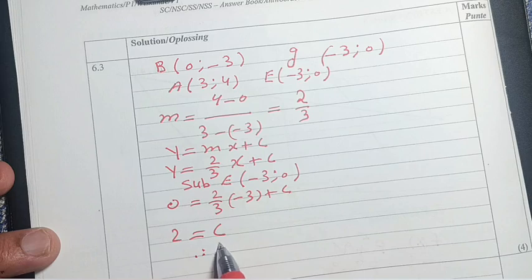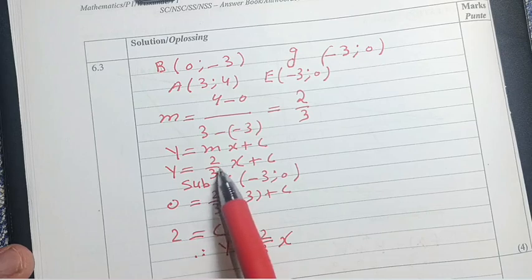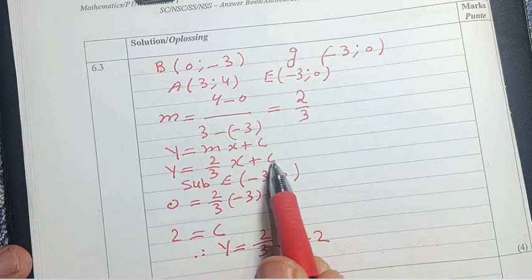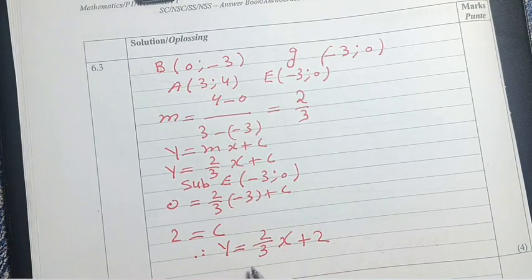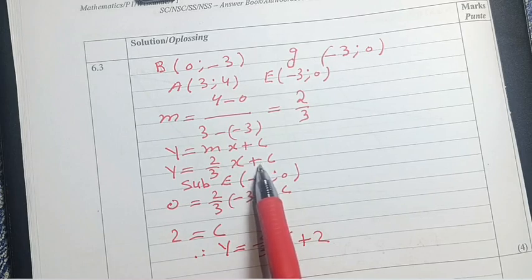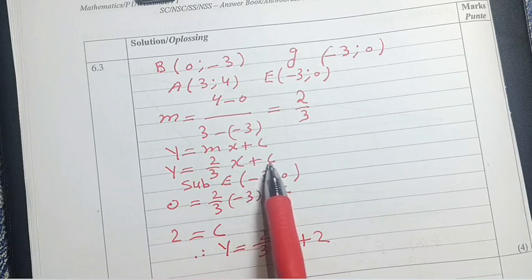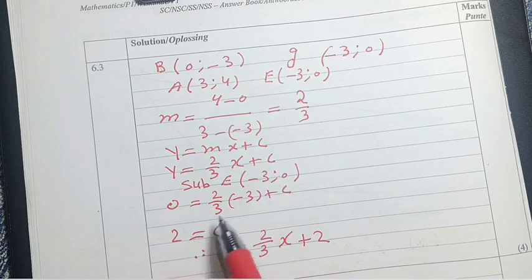So therefore, y is equal to, m will go 2 over 3x, so y is equal to 2 over 3x plus 2. You see, I have to substitute. This c, I substitute back: c is equal to 2. I put it back in place of c. So this is my final answer.